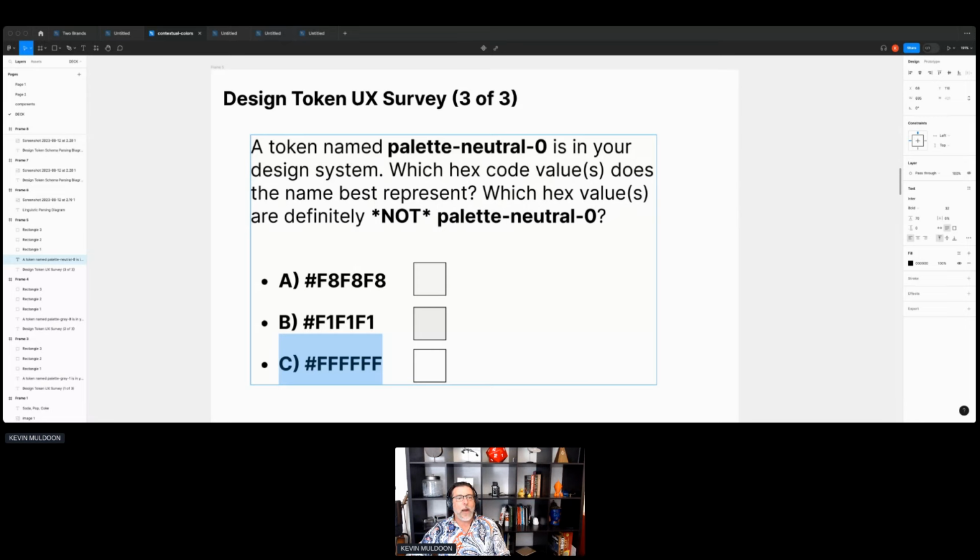So we have this idea of token names, and we just did an exercise. It's quite an important exercise in how to make a name better or more universal.